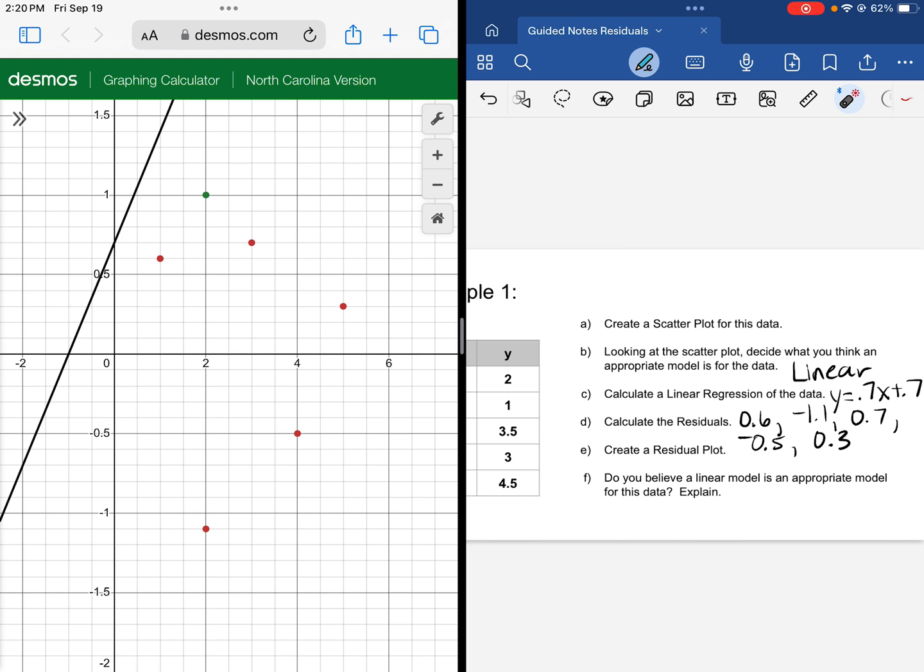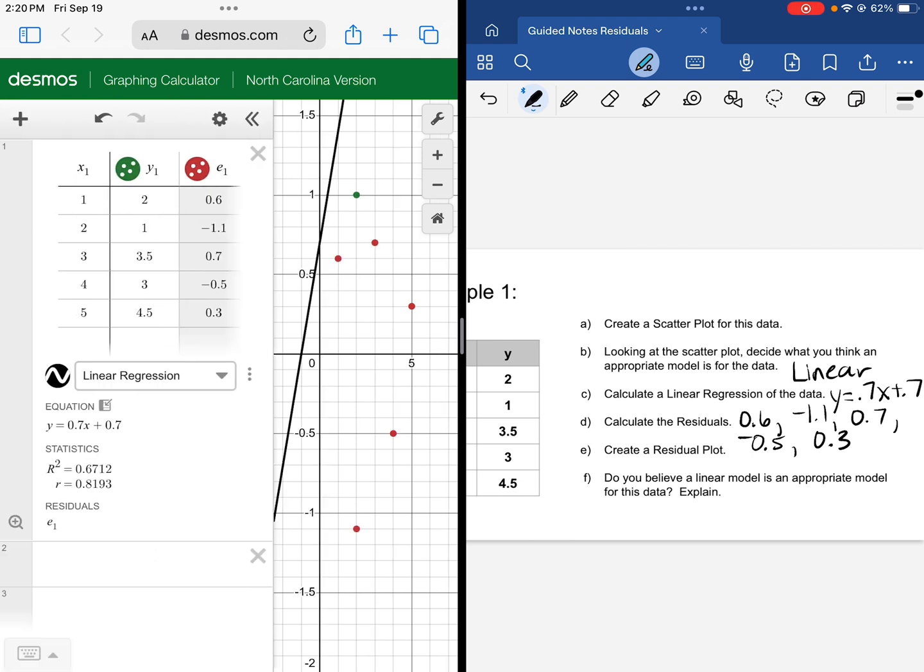And if they do, then we are going to say that we think linear is appropriate. If we felt like they had that U-shaped pattern like we had seen, then we would think that a non-linear model would be appropriate for this set of data. And based on what I'm seeing there, I'm thinking that linear is appropriate because they do look like they are randomly spaced above and below that x-axis.